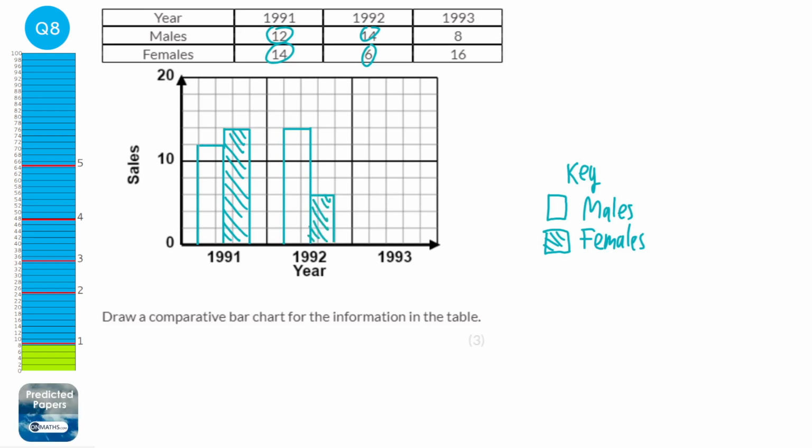And then finally, we've got 8 and 16. So 8 would be here, then 16 would be up here, and finally obviously we're going to shade in the females.